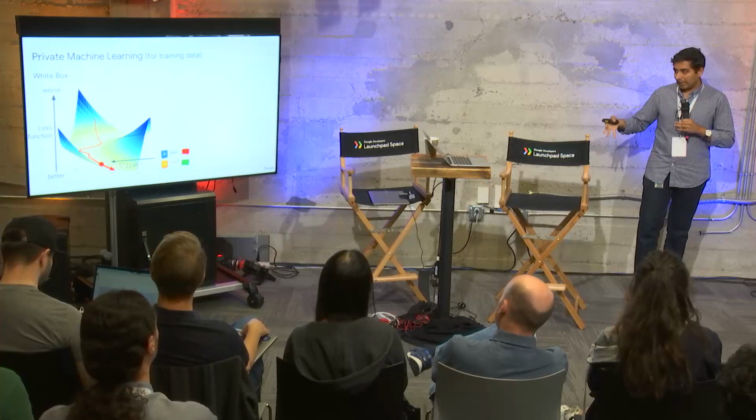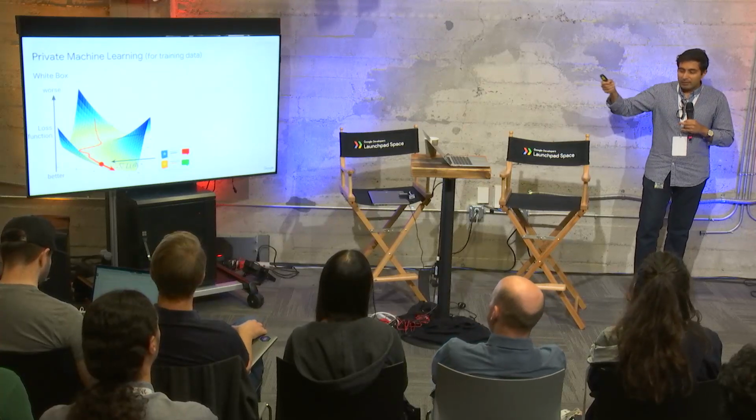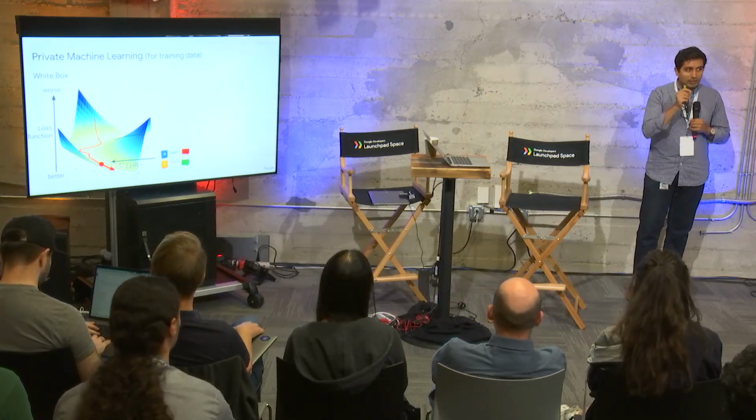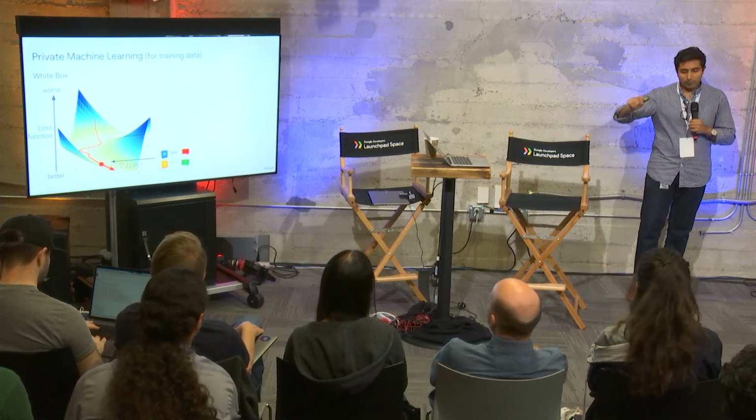Well, you do so by looking at inputs from user data, right? You look at an input, you see how the model performs on this data, and then you take a step. And this is where the privacy leakage is happening. So this is where your model output depends on input data.